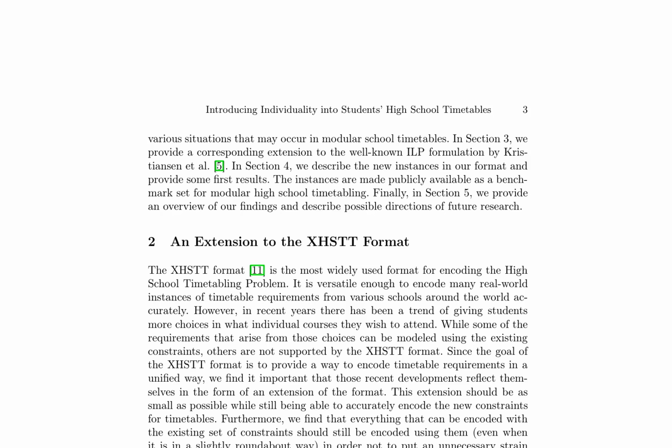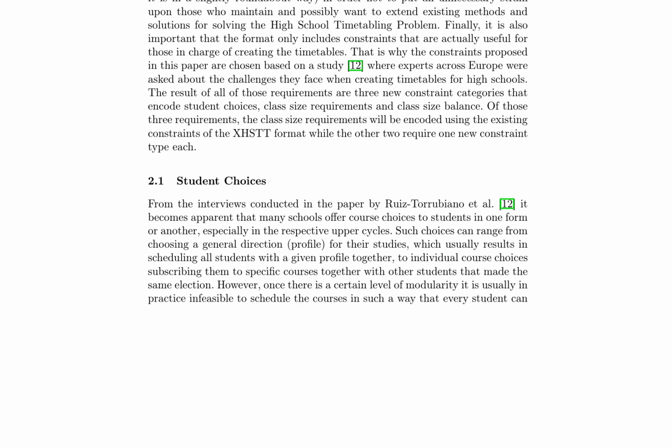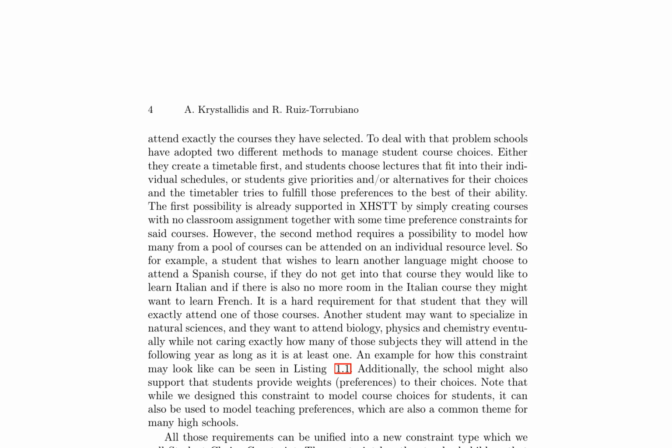The research introduces individuality into high school timetables by extending the XHSTT format to accommodate recent trends of giving students more course choices. This extension includes new constraint categories for student choices, class size requirements, and class size balance. The student choice constraint is designed to model course choices, teaching preferences, and other requirements. It includes parameters such as student IDs, course preferences, and weights for each choice. The constraint also considers the minimum and maximum number of courses a student can attend.